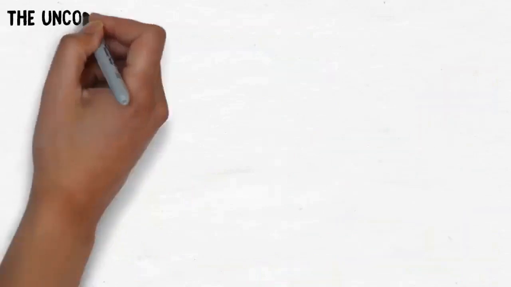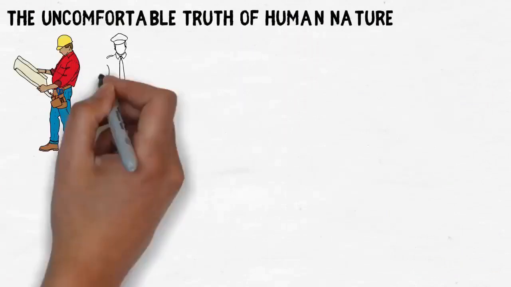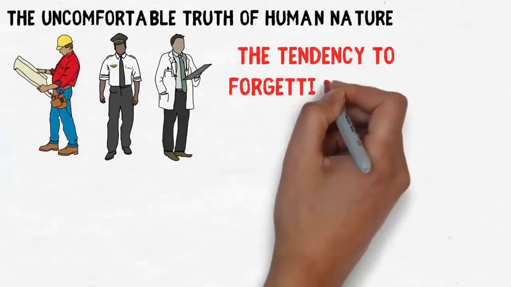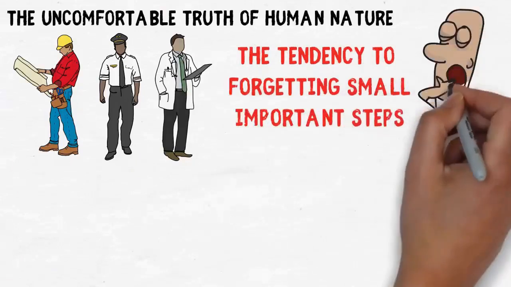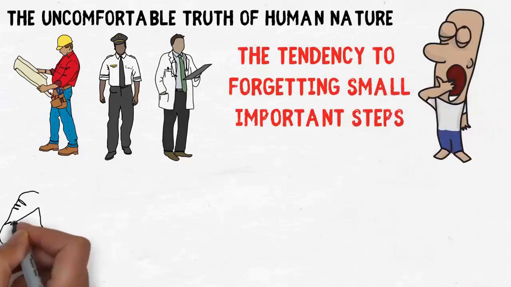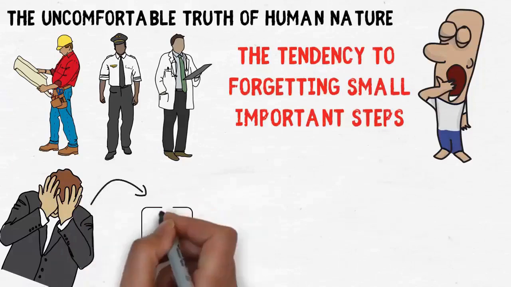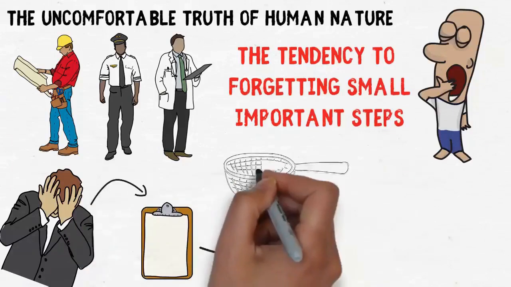Because both these industries have understood the uncomfortable truth of human nature. No matter how intelligent or experienced we are, we sometimes forget even the smallest and most important steps. This is because our mood is not always right. And if our bad mood causes us to forget something, leading to harm to others or ourselves, it is better to simply follow the checklist. A checklist is like a net.